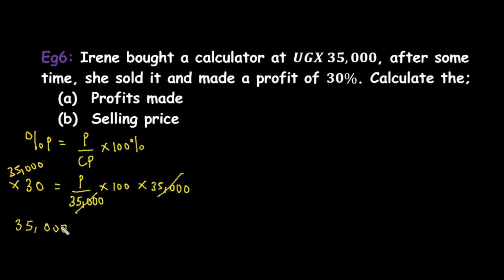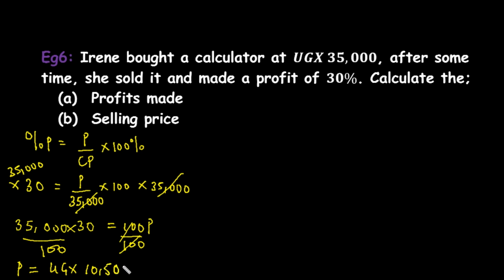1, 2, 3 zeros times 30, and everything is equal to 100 P. Afterwards, we are going to divide by 100. So this one will cancel with that, and the profit will be equal to 35,000 times 30 divided by 100. Therefore, the profits made were equal to 10,500 Ugandan shillings. Is that okay?